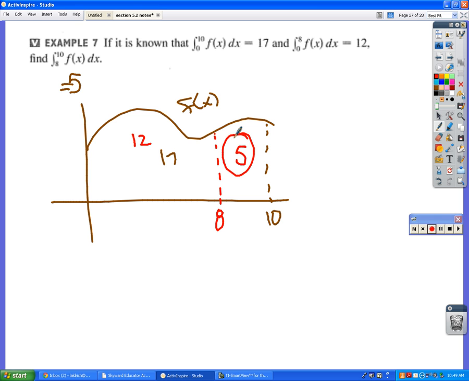Yes. Pua asked a great question. She said, does it matter that we went from 0 to 10 and 0 to 8? And the answer is resoundingly yes. If we had gone from 10 to 0 instead, what would the answer have been? Negative 17. So that would have changed it.